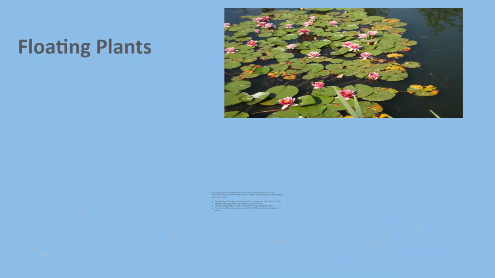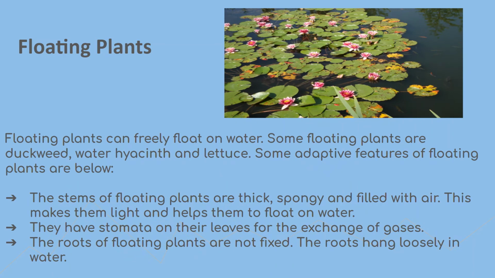Floating plants. Floating plants can freely float on water. Some floating plants are duckweed, water hyacinth and water lettuce. Some adaptive features of floating plants are below. Stems of floating plants are thick, spongy and are filled with air. This makes them light and helps them to float on water.